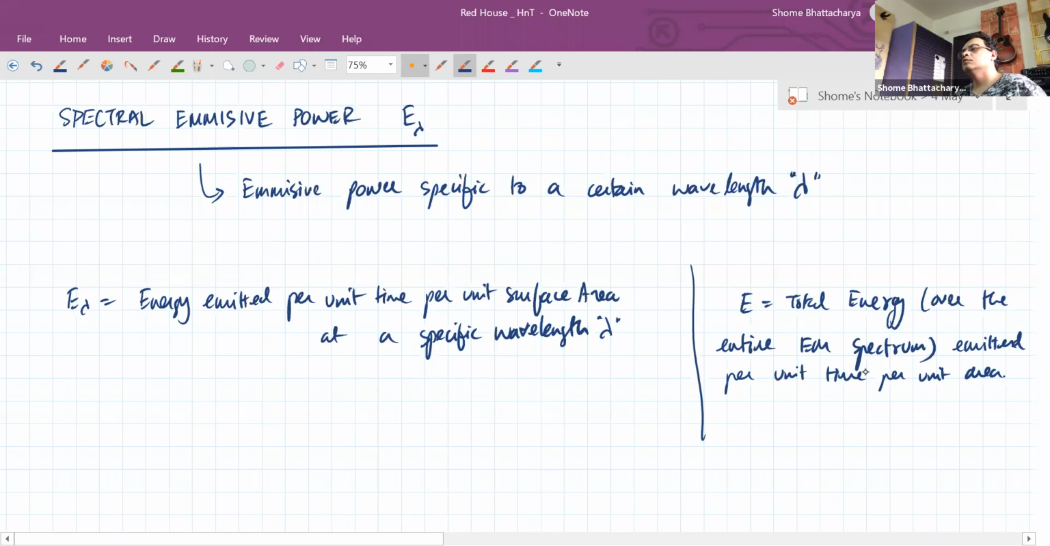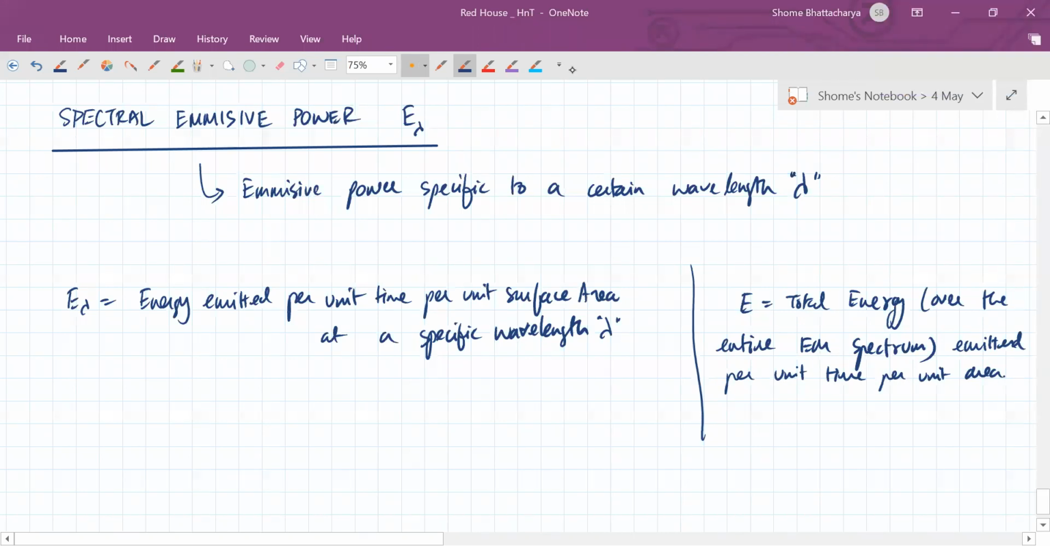So as you know, spectral emissive power. Yeah, Vineet, I'll go back to the flow chart. Okay, so emissive power we know is sigma into T to the power 4 for a black body. Or for a normal body, it is emissivity into sigma into T to the power 4.